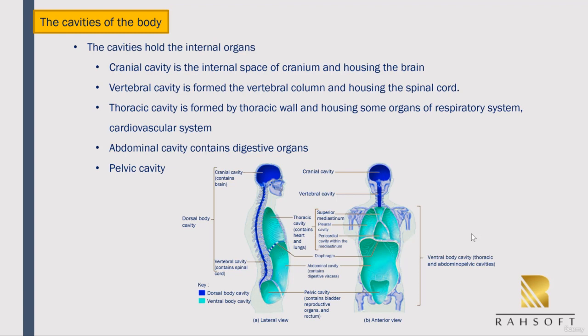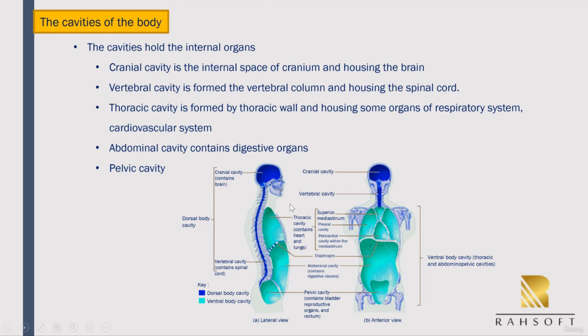Then let's talk a little bit about the cavities of the body. The cavities help hold the internal organs together and to the body itself. The cranial cavity is the internal space of the cranium that houses the brain. The vertebral cavity is formed in the vertebral column and houses the spinal cord. You can see here that this point is the cranial cavity as it houses the brain, while this blue line that comes down the neck and through the spine is the vertebral column and the vertebral cavity that houses the spinal cord.